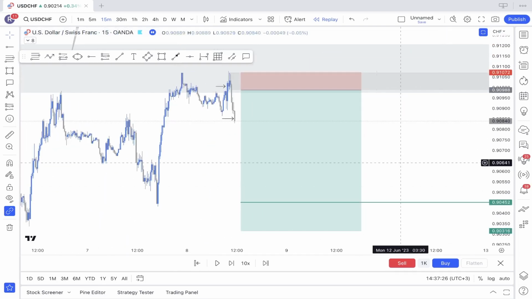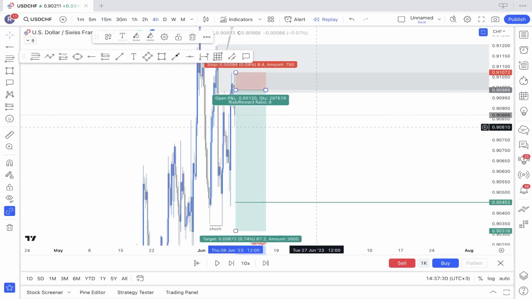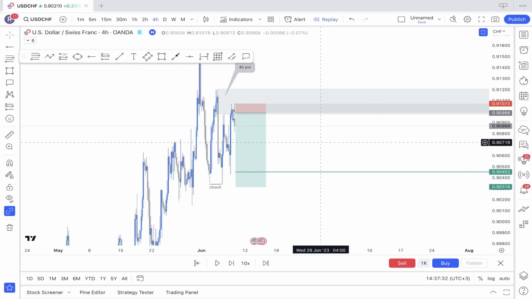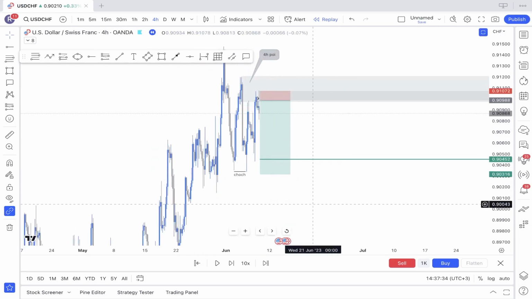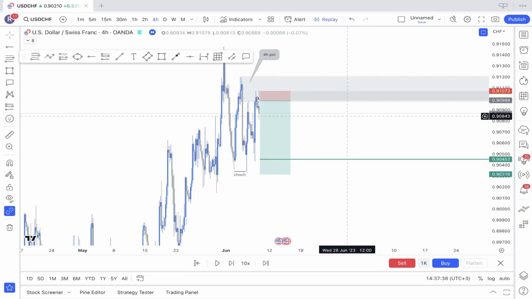So now everything is in place. Let's quickly recap once again everything that we went through, okay? So we saw a 4-hour change of character. We then identified a 4-hour supply level, which was our point of interest.